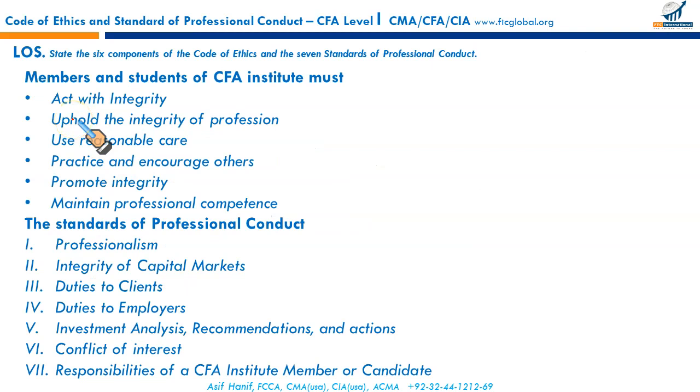Okay, the next learning outcome statement is very important. It lists 6 components of the Code of Ethics and then the 7 Standards of Professional Conduct. So these are the 6 components of the code. Members and candidates of the CFA Institute, you must act with integrity. You must act with competence. You must act with diligence. You must respect clients, employers, employees, colleagues, the general public, the investment profession, and other participants in the global capital market.